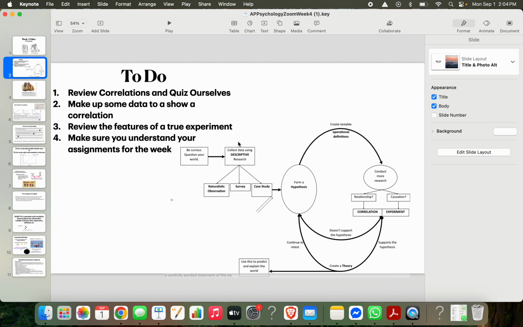So we've talked about descriptive research, and you did an observation, and we looked at some case studies, and last week you made your own correlation. And this week we're really going to focus on experiments, and we're also going to focus on what makes an experiment ethical and allowed to do or not.